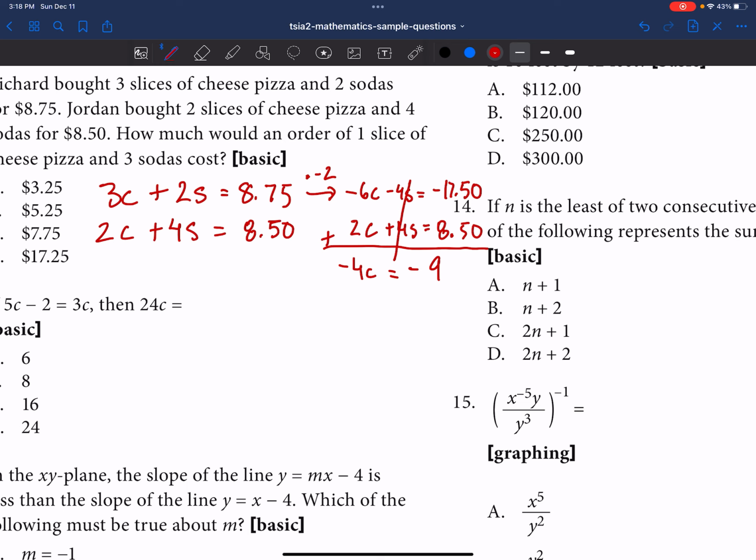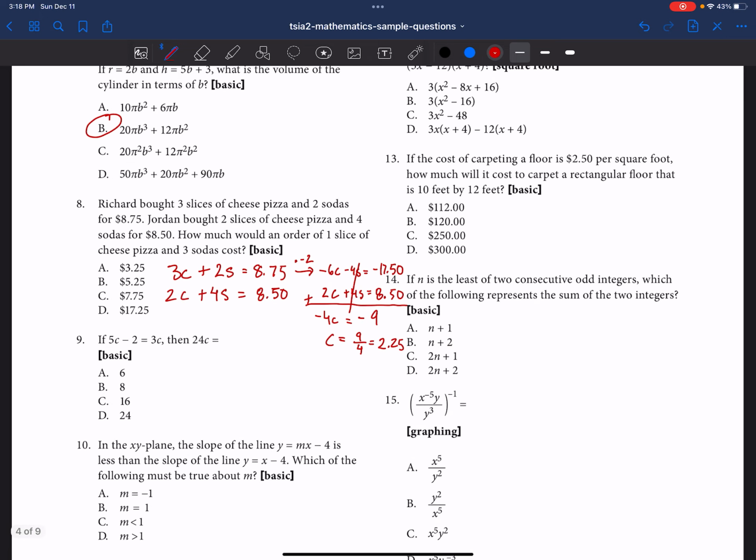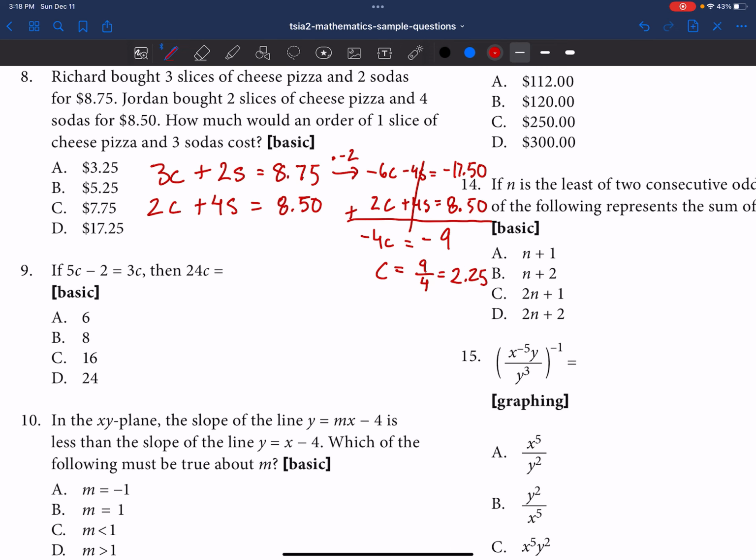Now divide by negative 4 on both sides, so I get c equals positive 9 over 4, which is 2.25. All right. So if c equals 2.25, then, man, the one question they just did not give us space on, huh? All right. I'm going to change to blue here so it doesn't get too messy. 2 times 2.25 plus 4s equals 8.50.